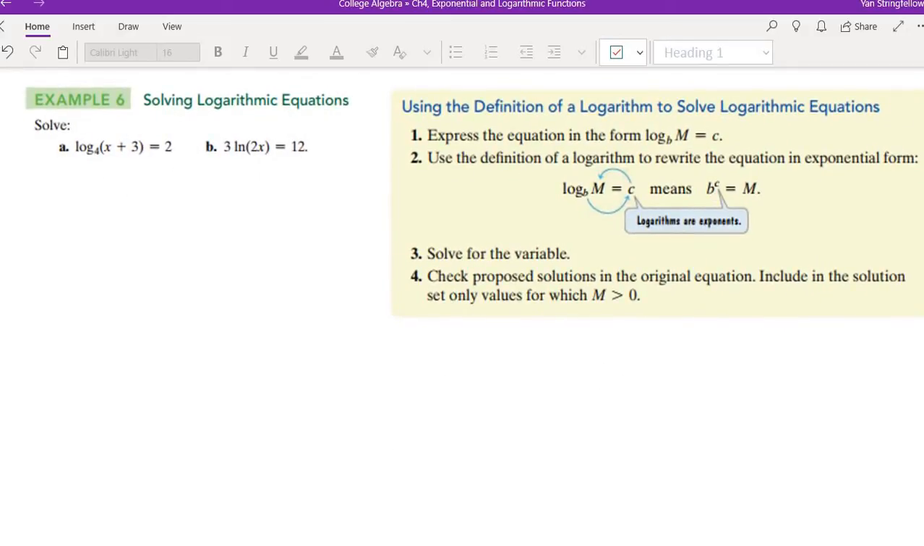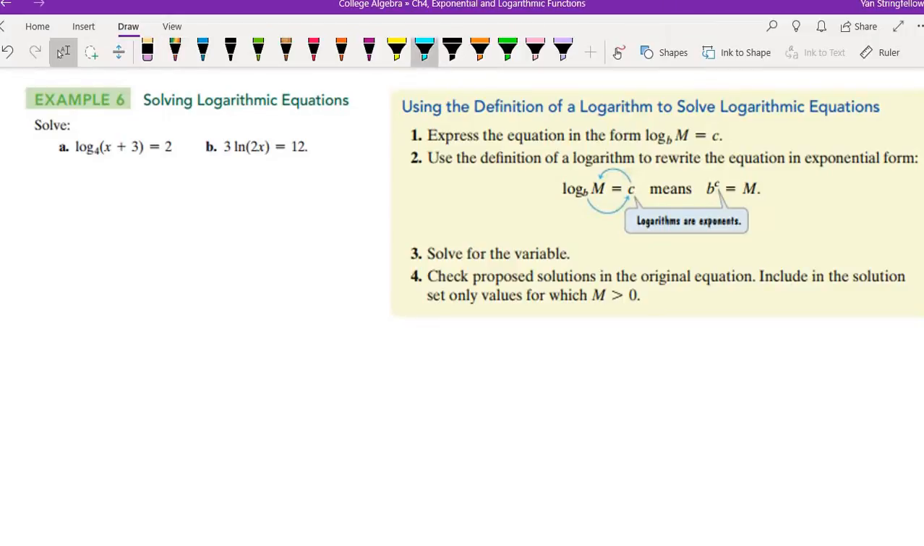Example 6, we have part A: log base 4 of x plus 3 equals 2. So we need to solve these logarithm equations. Let's look at the right hand side really quick to see how we solve this type of question. Step 1, we're going to express the equation in the form log base b of m equal to c. If I color this really quick, anything inside here will be our m, and then we have a c right here. c is just some constant in this case, and our base is 4.